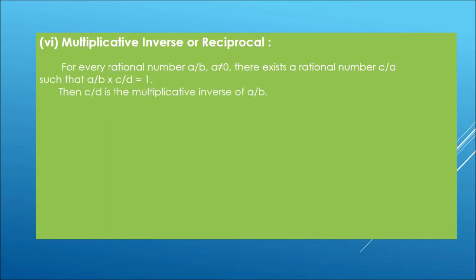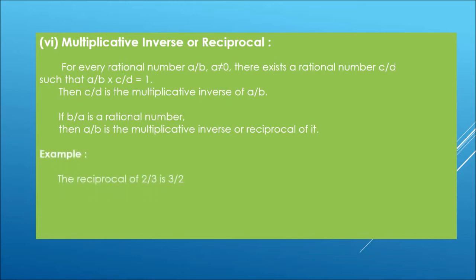Now we can say that when we multiply a rational number with a given rational number to get a result 1, then the first rational number will be the multiplicative inverse of the second one and vice versa. If b upon a is a rational number, then a upon b is the multiplicative inverse or reciprocal of it.